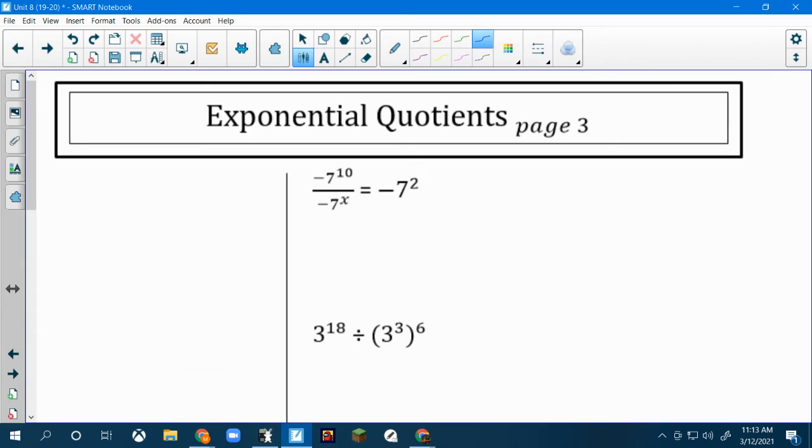One more page of notes here. Look how we have some negative numbers here. Negative 7 to the 10th divided by negative 7 to the x equals negative 7 squared. We need to figure out what this x is. What you're trying to figure out here is negative 7 to the 10 minus x equals negative 7 squared. That should be a 7, not a 2.